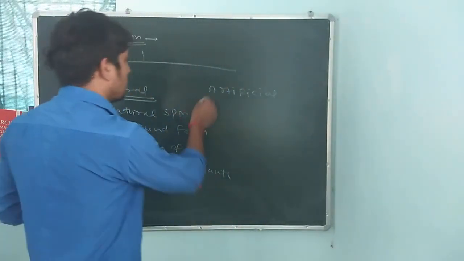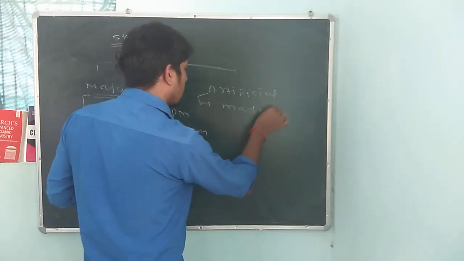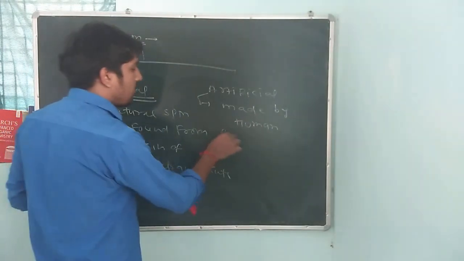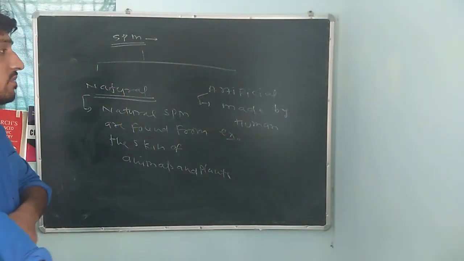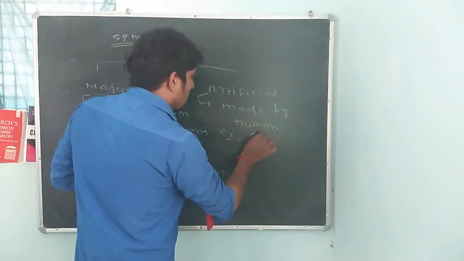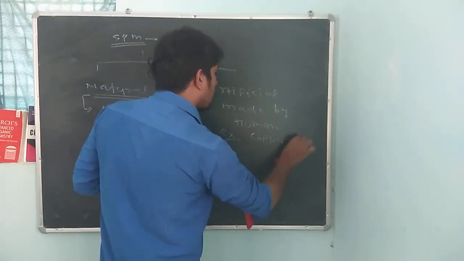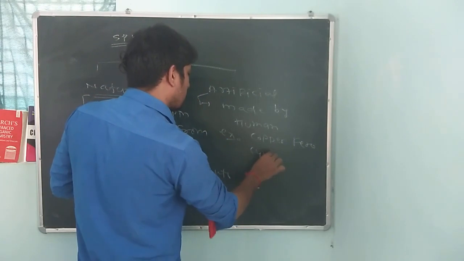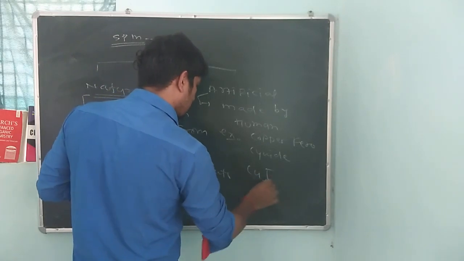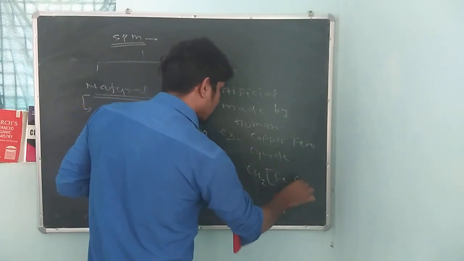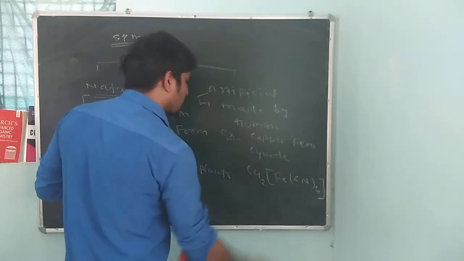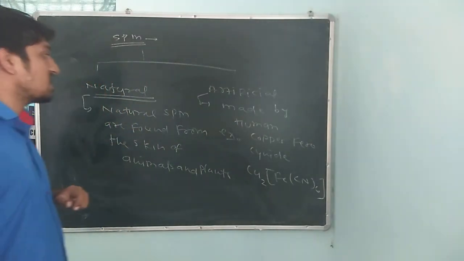And artificial means they are made by human beings. Made by humans, so it is called artificial. And what is the example of artificial semi-permeable membranes? The example is copper ferrocyanide. I will write the formula also. So this is the example of artificial semi-permeable membranes.